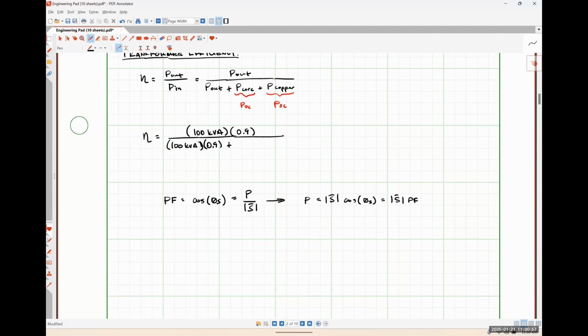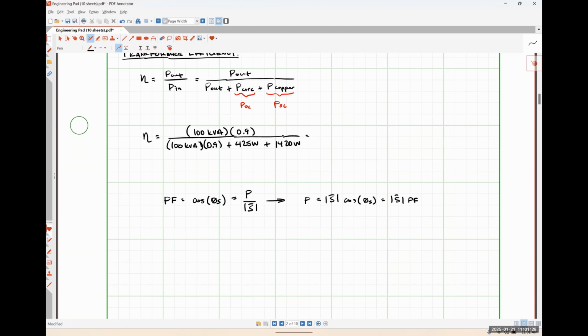What was our P_OC? 425, I believe. What was our P_SC? All right. And so let's literally just throw this in our calculator. Just to be clear here, 100 kVA is 1,000 times larger than the 425, which is measured in watts. The 1420 is measured in watts. So just be careful with the units there, okay?